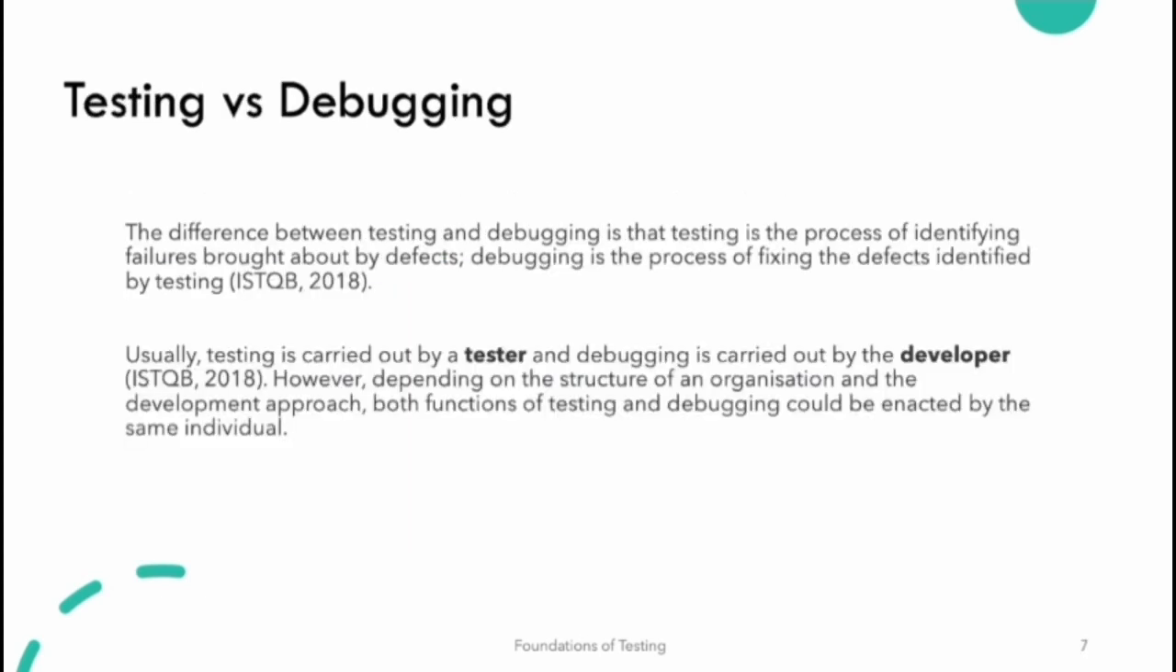Testing versus debugging. The difference between testing and debugging is that testing is the process of identifying failures brought about by defects. Debugging is the process of fixing the defects identified by testing. Usually, testing is carried out by a tester and debugging is carried out by the developer. However, depending on the structure of an organization and the development approach, both functions of testing and debugging could be enacted by the same individual.